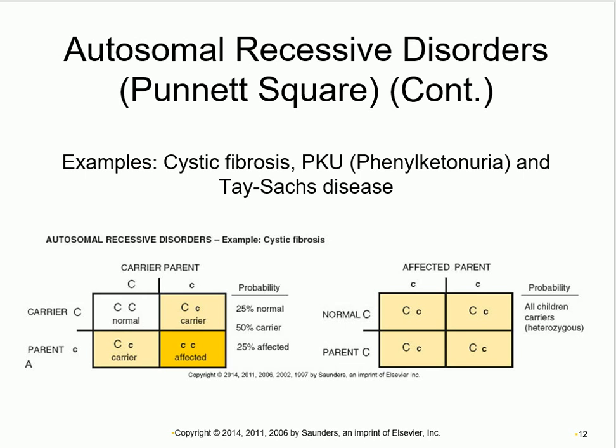What is PKU? Phenylketonuria. Phenylalanine. Phenylketonuria. I think it's right here. Wait, what is it actually? Phenylalanine is one of the amino acids that accumulates in the blood and shows up in the urine. Oh, okay. Because you cannot use it.